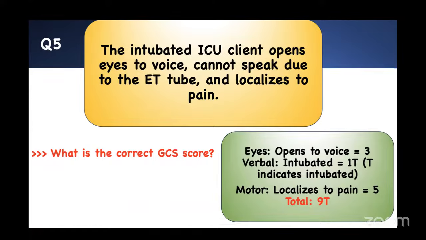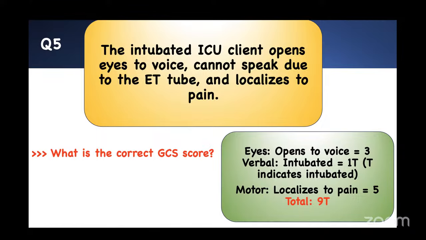You can see this is a bad problem. The key concept is what? Open eyes to voice, the patient is going to get 3. But remember, the patient cannot speak because the patient is intubated. They don't get 0. They get 1. But you got to put a T. If you see a T there, that means it's indicating that we cannot assess a full verbal response. Therefore, we're giving them the lowest they can get, not 0. They're going to get 1.